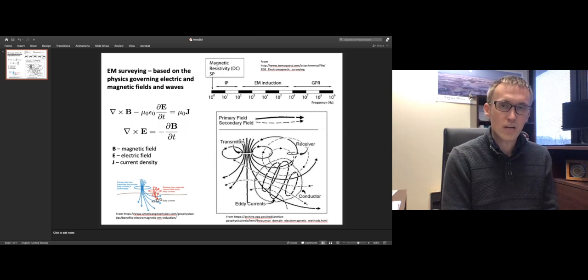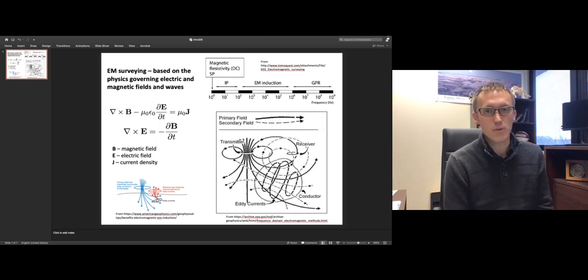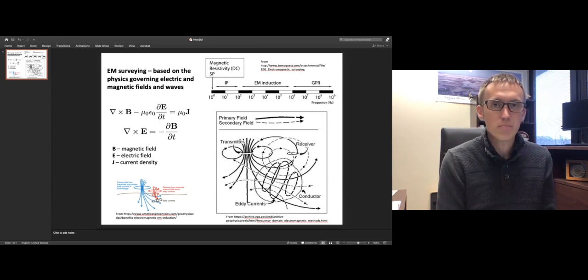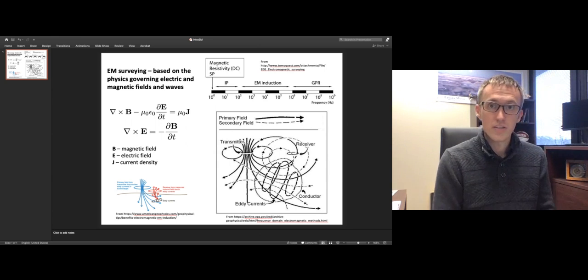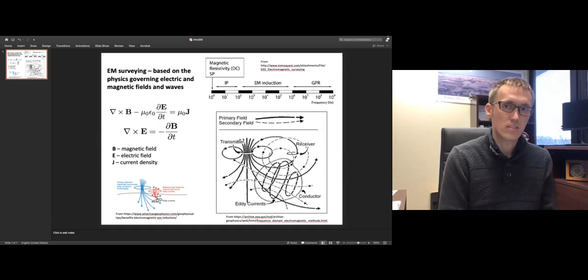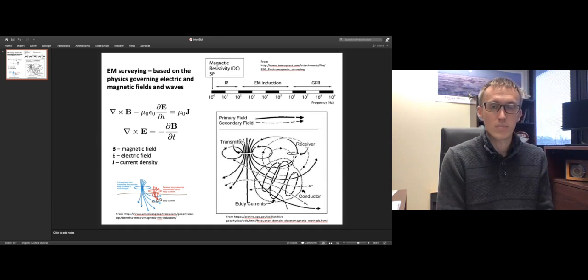And this is covering chapters 10, 11, and 12 in the textbook. Now EM is a very broad category of surveying methods, and it spans a whole range of different frequencies and different types of instruments and different applications.